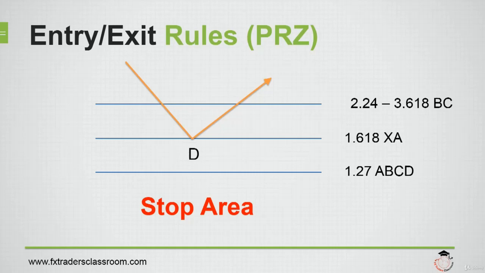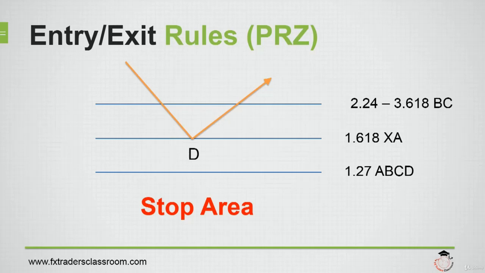Okay, before we can go to our targets, let's look for our stop area. On this one, we are going to use the 2.0 XA again. So we use the 2.0 XA in the crab pattern, and we're going to use the 2.0 XA in the deep crab pattern. And this is just because these levels are extremely significant. So even though we have a little bit deeper B point retracement, we still use the 2.0 as our stop area. So just outside the 2.0.